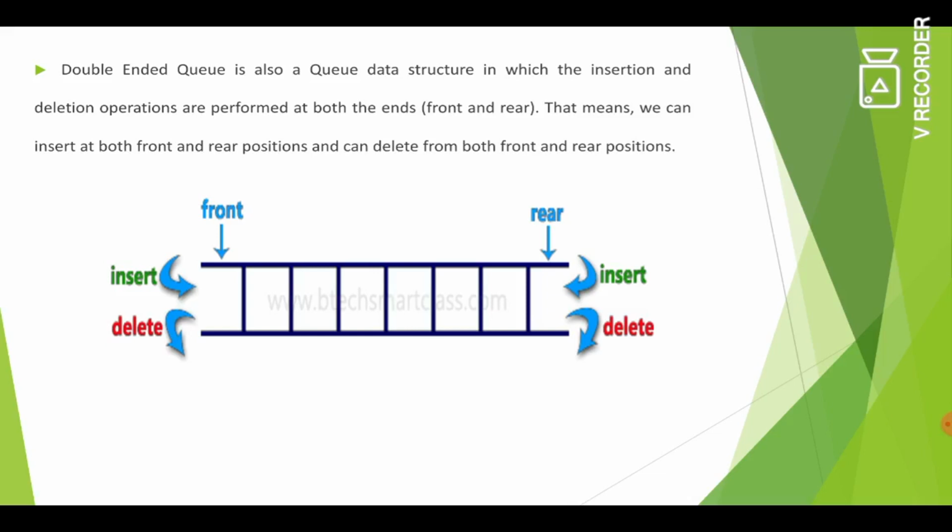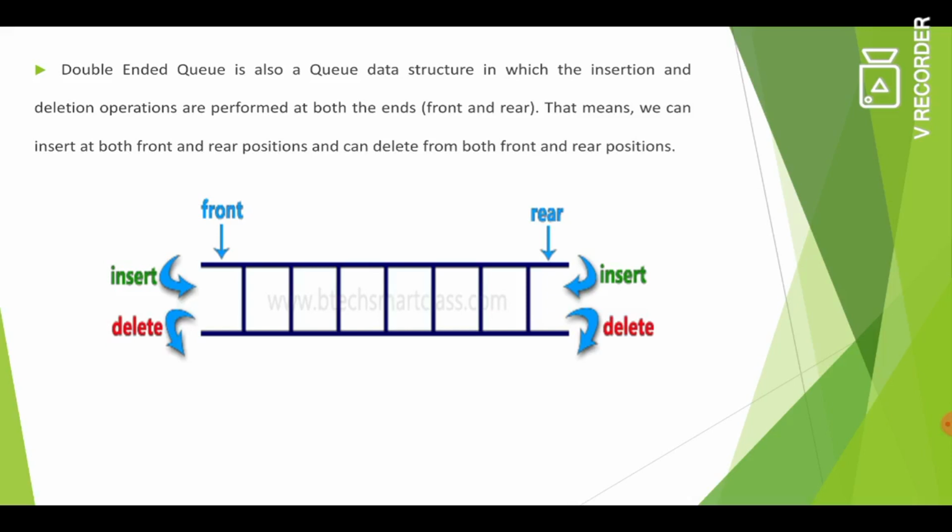As we know, we have two pointers, two ends, in the queue data structure. They are the front end and the rear end. So you can perform both the insertion and deletion operation at both ends. That's why it's called a double-ended queue, which means that we can insert at both front and rear position, and you can delete the elements from the queue from both front and rear position. That is called a double-ended queue.